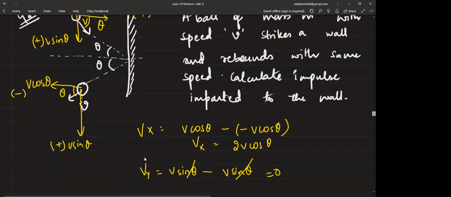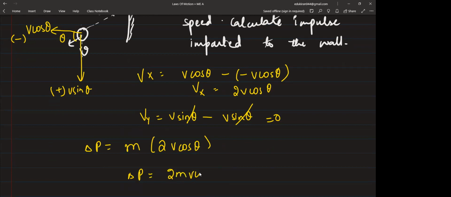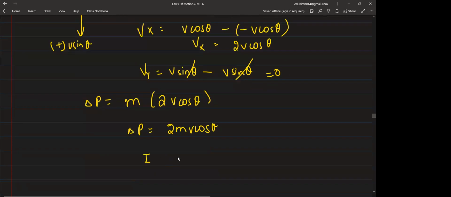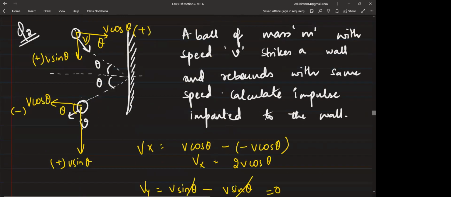Now look, what is the change in momentum? Change in momentum is mass multiplied by the velocity 2v cos theta. So delta P is going to be 2mv cos theta. And what is impulse equal to? Impulse is exactly equal to this, so 2mv cos theta. This will be the answer. Okay, write it completely.